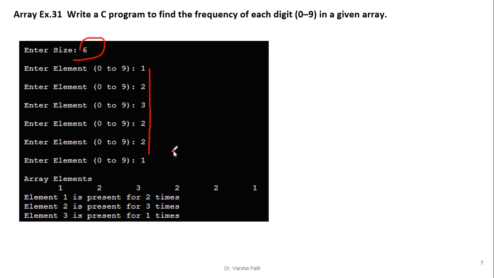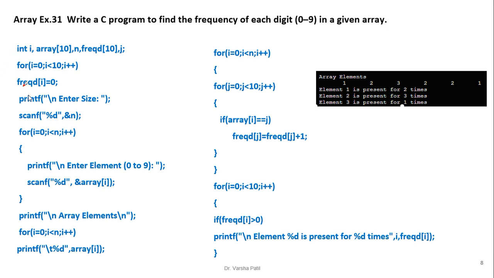To do the programming, we accept the array size, then accept the array elements, and then print the array elements. This is the program up to this point. In my previous video I have already explained such a program. Now for this program I am using one array variable, frequency[10]. Frequency[10] can store 10 elements, for indices 0 to 9.